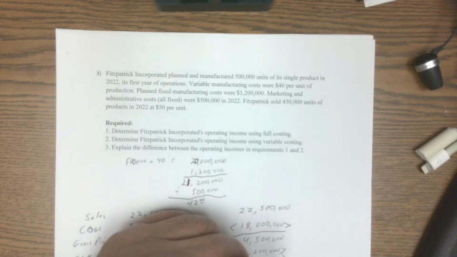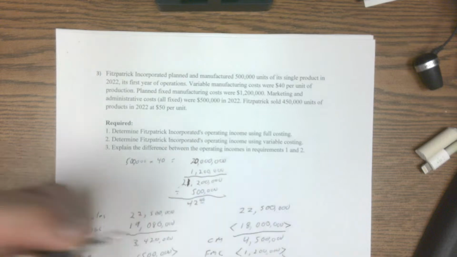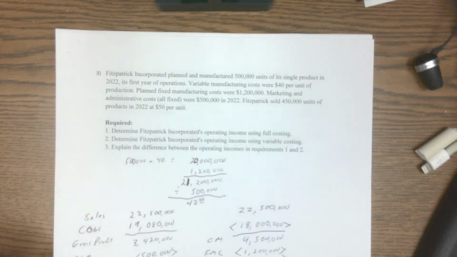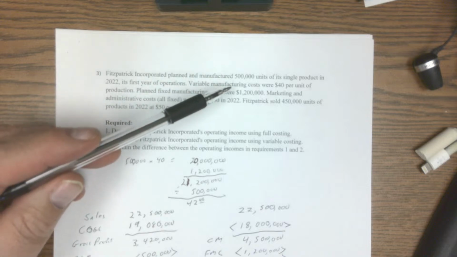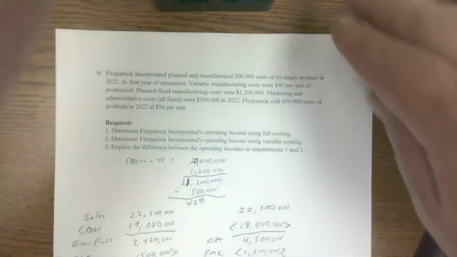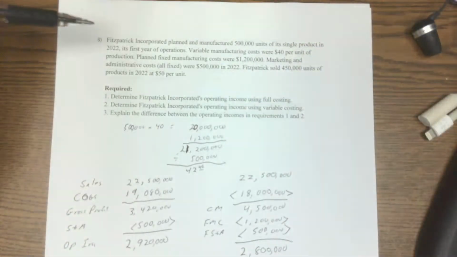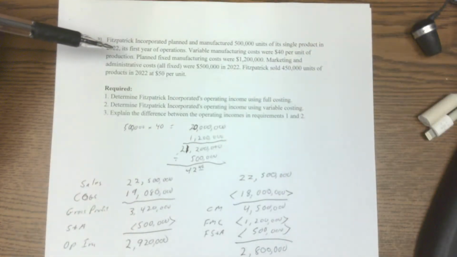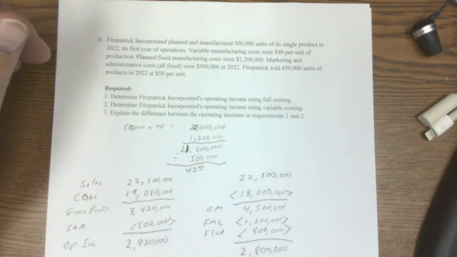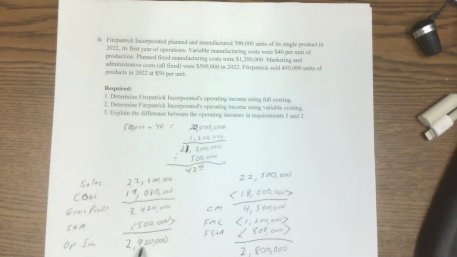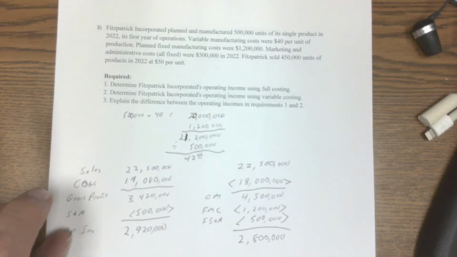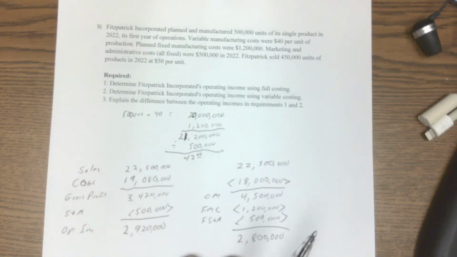Will be $2,800,000. And as we've said, if inventory goes up, since we manufactured 500,000 units but we only sold 450,000 units, then the inventory went up. So our full costing income is greater than our variable costing income. All right.